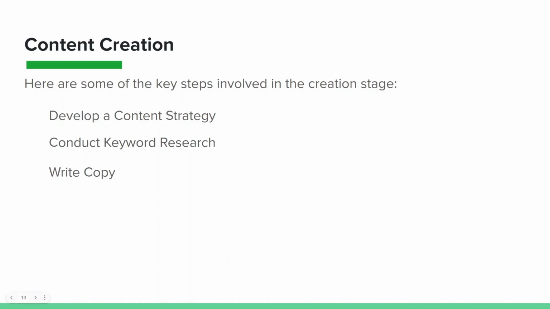You also want to write copy. Based on the content strategy and keyword research, it's time to actually write the copy and content for the website. This can involve writing headlines, body copy, calls to action, otherwise known as CTAs, and optimizing them for the target audience and search engines as well. The next part then, you also want to create visual assets. In addition to copy, the content creation stage may also involve creating visual assets like images, infographics, and videos. These assets should be designed to support the site's messaging and appeal to the target audience.